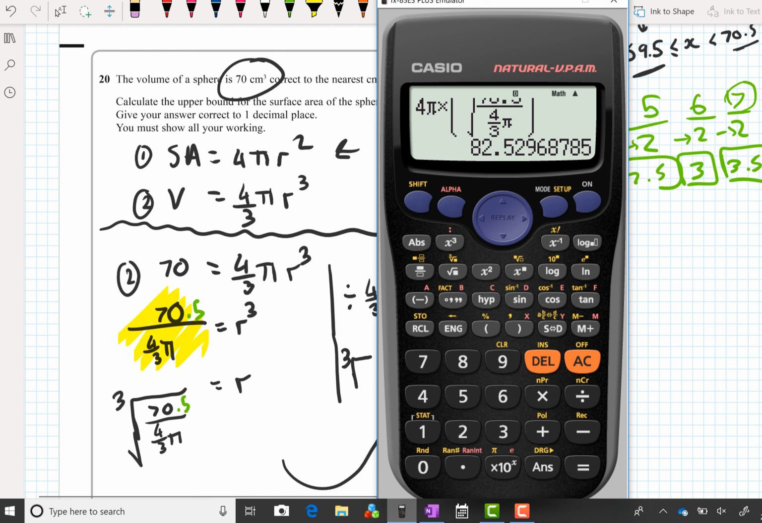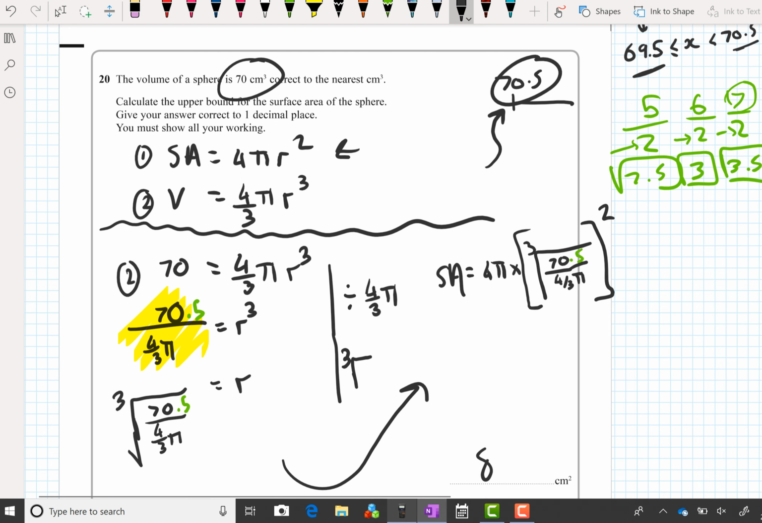So it says here, give your answer correct to one decimal place. 82.5, and the 2 we'll keep the same. So it'll be 82.5. Next question.